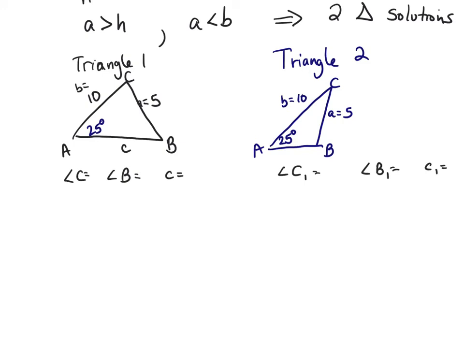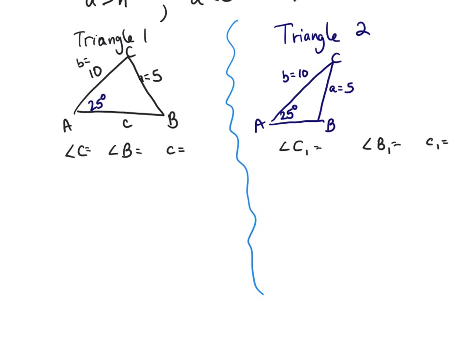So I'll do triangle 1 exclusively, and then we'll come back and do triangle 2, because they essentially will work the same way except for the very first little part, finding the first angle. So I'll use my law of sines. I definitely have both things for A, so I'm going to start with A.